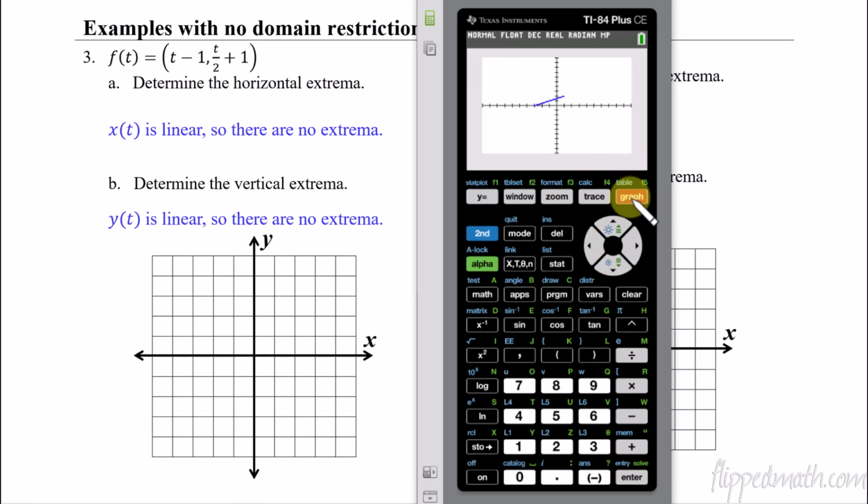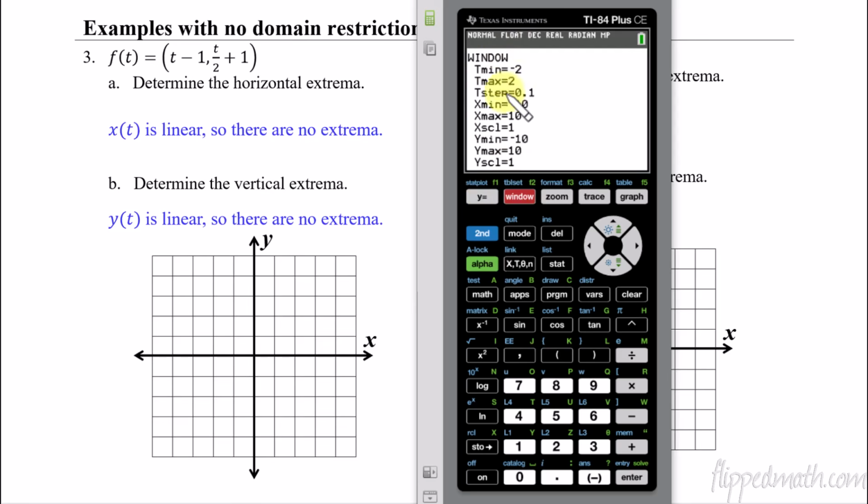Now, if I graph this, I'm only going to see a little tiny portion of it, but that's because my window for my t-values was only -2 to 2. So if I go much larger, like -10 to 10, we're going to see a lot more of the graph. -10 to 10, and then we graph that. Yeah, there we go. Okay, so it's just a line that goes straight across like that.